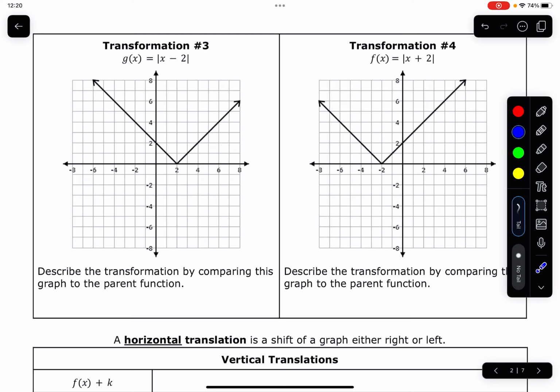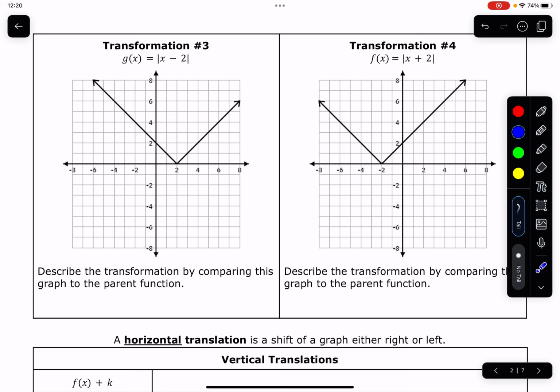Now look at the example on the right. If I add those 2 units, still inside the absolute value, instead of shifting it up, it shifts it to the left 2 units. So a horizontal transformation is an addition or subtraction inside the absolute value, specifically to the x coordinate, in the opposite direction. Subtracting moves it in a positive direction, and adding moves it in a negative direction.